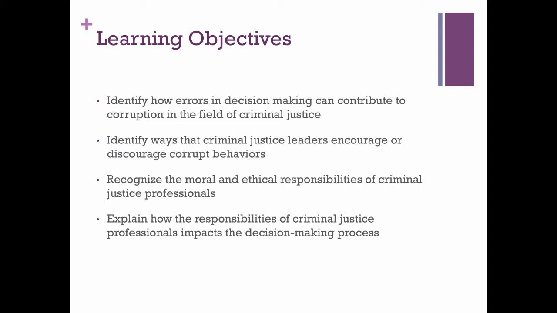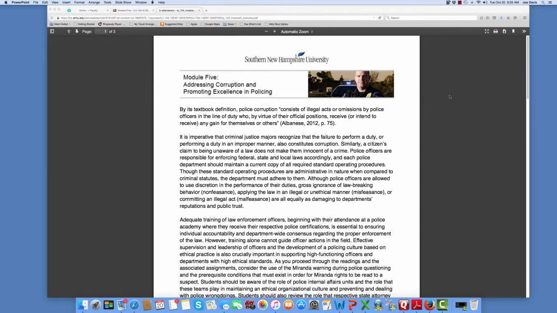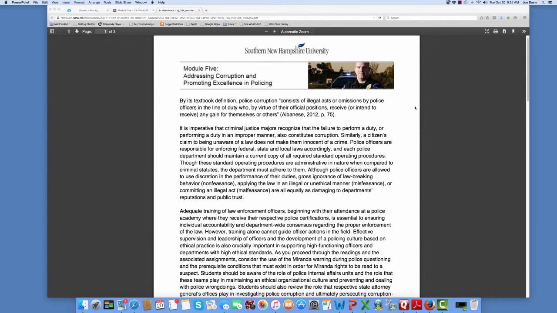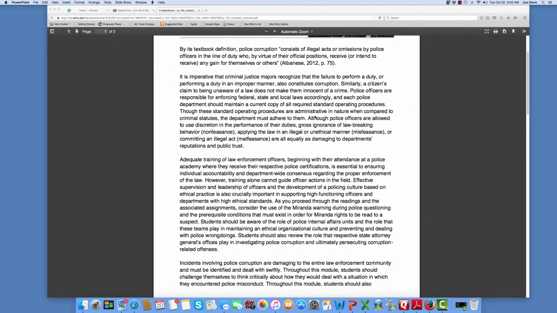Let's take a quick look at the overview. All right, here in Module 5, the overview, there are really only three things that I wanted to cover with you here. And that's right here in the middle of the second paragraph, where it talks about the stuff that you're going to need for the discussion board. And that's although police officers are allowed to use discretion in the performance of their duty, gross ignorance of law-breaking behavior is called nonfeasance. Applying the law in an illegal or unethical manner is misfeasance. Committing an illegal act, all equally as damaging, is called malfeasance.